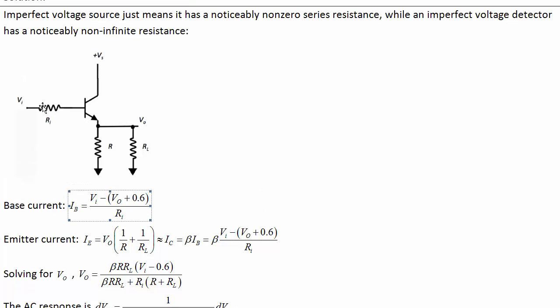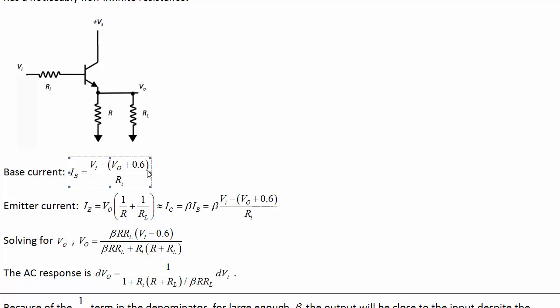So the base current load line gives us this expression, and writing everything in terms of the output. The challenge is to basically get an expression that just expresses the output in terms of the input. Then we can take derivatives.